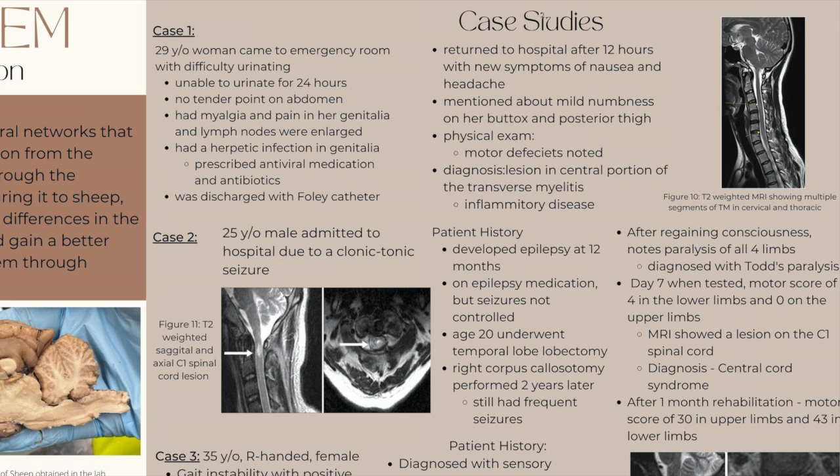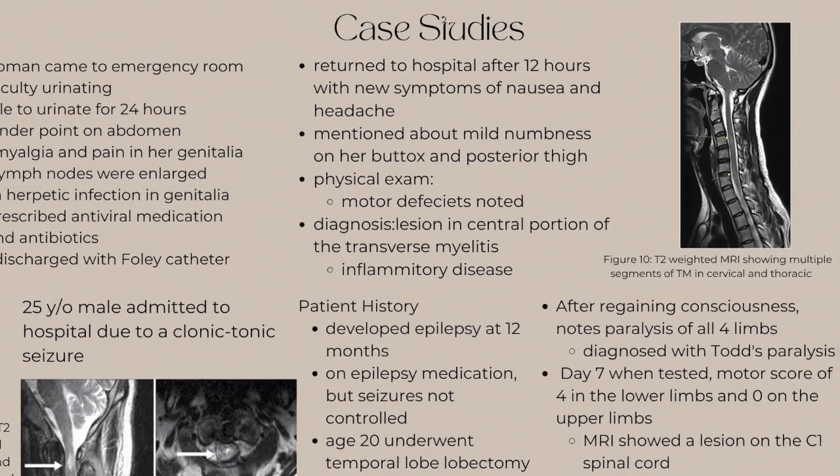Later on, she was discharged with a Foley catheter and returned to the hospital after 12 hours with new symptoms of nausea and headache. She also mentioned that she had mild numbness on her buttocks and posterior thigh. On physical exam, she was noted to have motor deficits, and it was diagnosed that there was a lesion in the central portion of the transverse myelitis inflammatory disease, which can be seen in the T2 weighted MRI showing multiple segments of the TM in the cervical and thoracic vertebrae in figure 10.